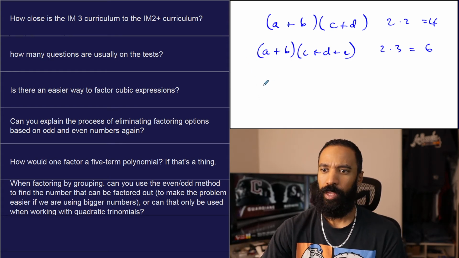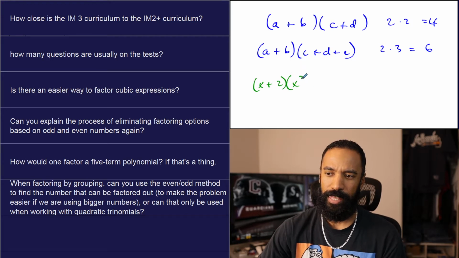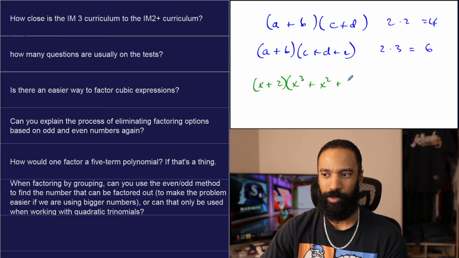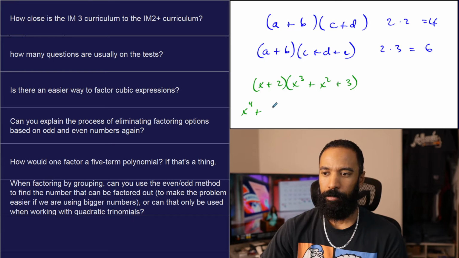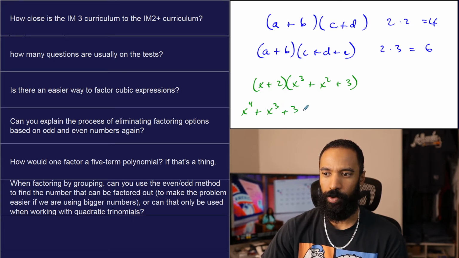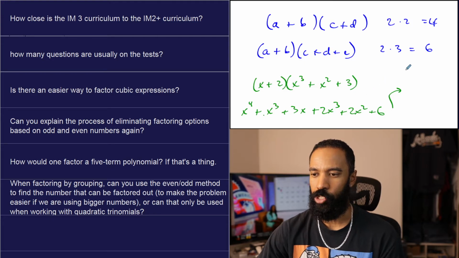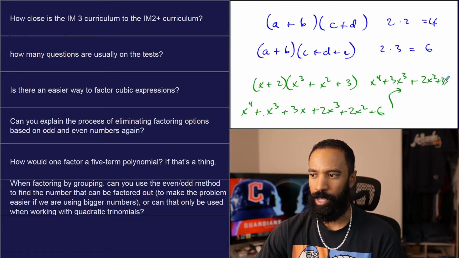So let me try this. You would have to have something like x plus 2 times, I'll keep the numbers small, x cubed plus x squared plus 3. Let's see if that'll work. If I distribute that, again, x to the 4th plus x cubed plus 3x plus 2x cubed plus 2x squared plus 6. It starts off as 6 terms, but I can combine the x cubed here and the 2x cubed here. So I'd get x to the 4th plus 3x cubed plus 2x squared plus 3x plus 6.